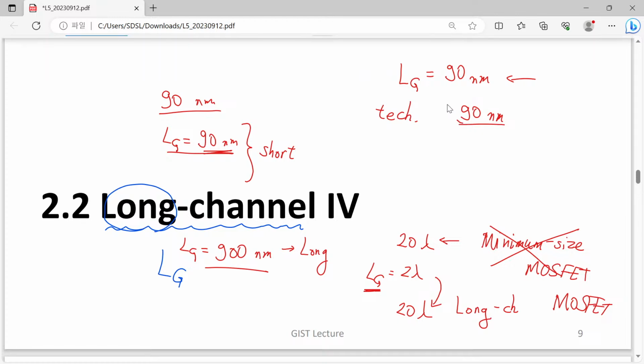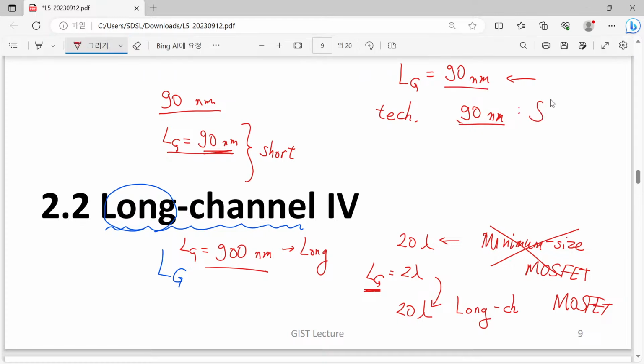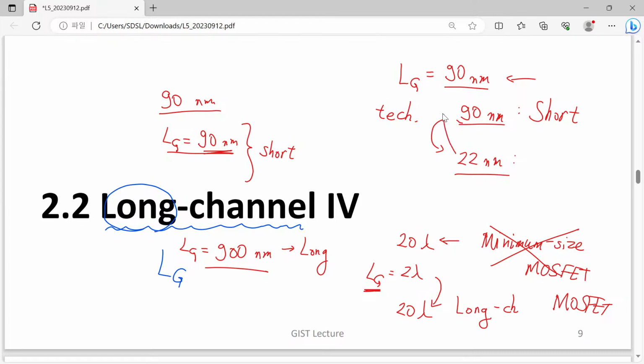90 nanometer is the minimum one. So certainly this is a really short device. But instead of 90, we are working, for example, in the 22 nanometer case. Then what will happen? In this case, it is far longer than our minimum gate length. So this can be regarded as a long channel MOSFET.